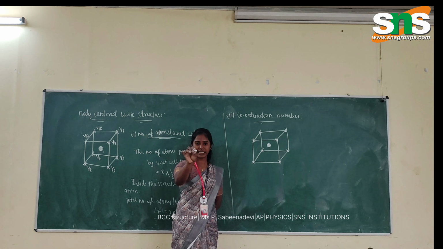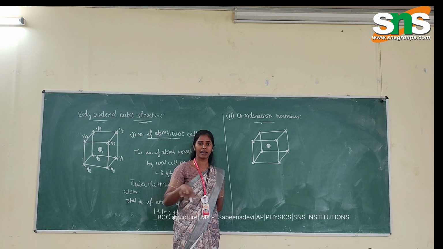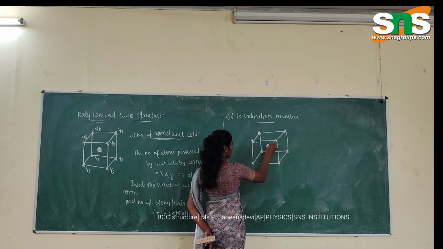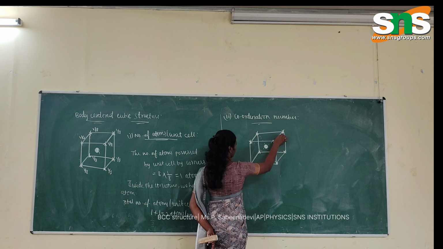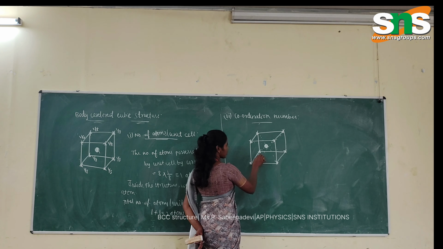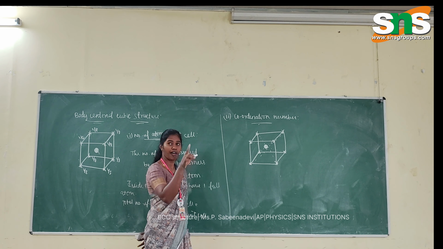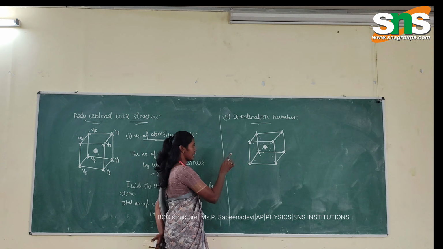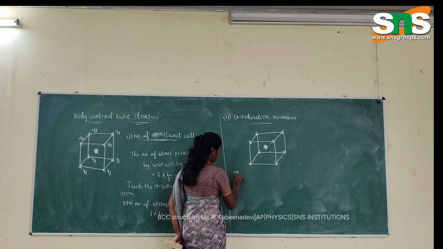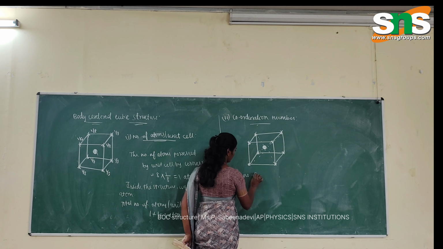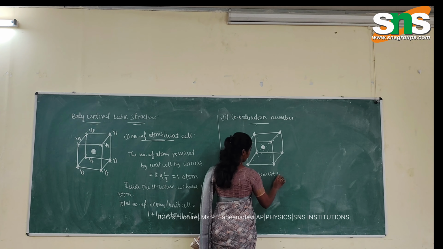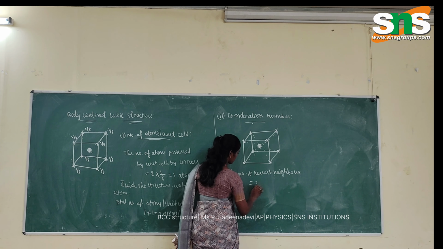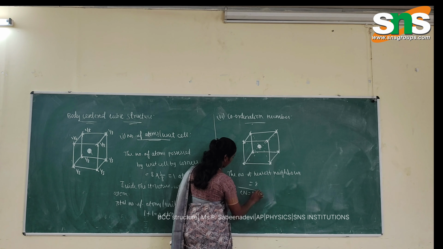This body centered atom is nearest to all the corners. All the corners are nearest to that body centered atom, so it has 8 nearest neighbors. All the 8 corners are nearest to that body centered atom. So the number of nearest neighbors is equal to 8. The coordination number is equal to 8.